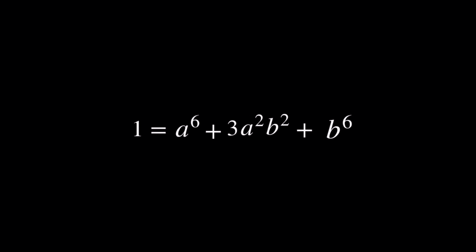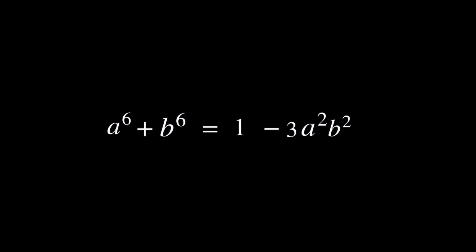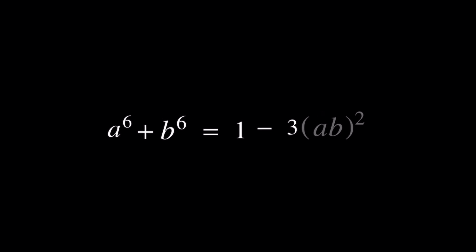Okay, so we can simply replace that with 1. Now we can solve for a to the 6th power plus b to the 6th power, and we get that a to the 6th power plus b to the 6th power is equal to 1 minus 3 a squared times b squared, or equivalently this is equal to 1 minus 3 times ab squared. Now we're going to use this in order to simplify our function f.